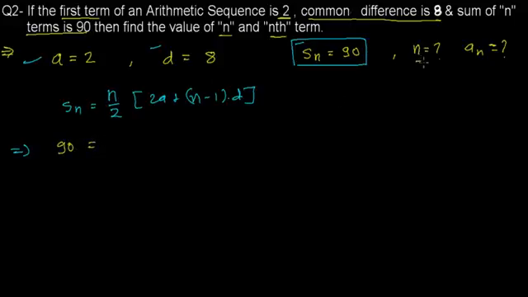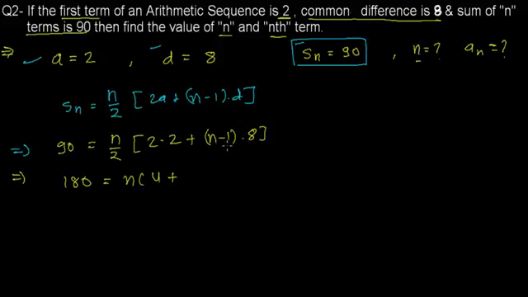We need to find n, we don't know its value, so I'm putting n by 2. And 2A, twice the first term, that is 2 times 2. Again n we don't know, so let me put n minus 1, and the common difference I know, that's 8. Further I'm going to do 9 times 2, that's 18, so it's going to be 180 equals n times, now 2 times 2, that is 4, plus n minus 1 times 8, so 8n minus 8, bracket close.